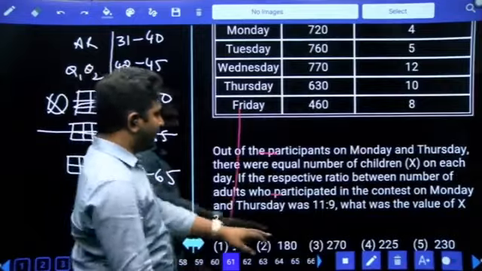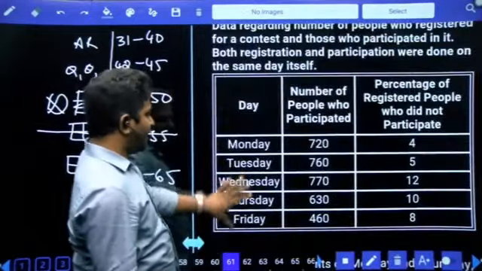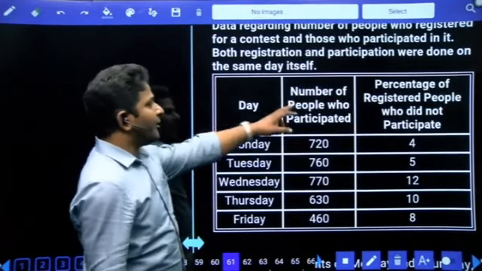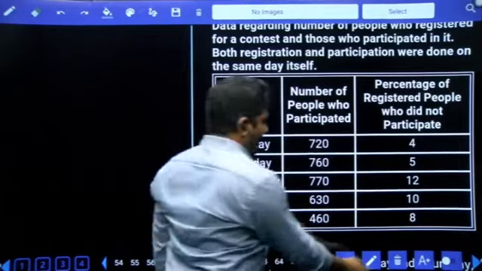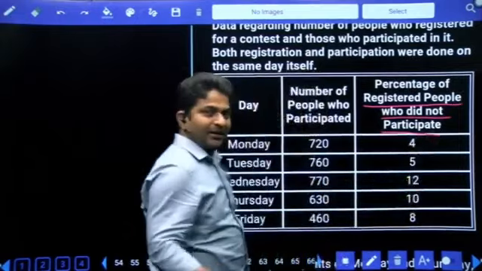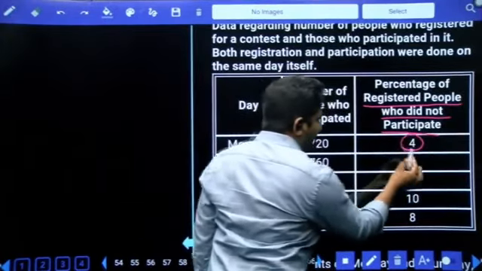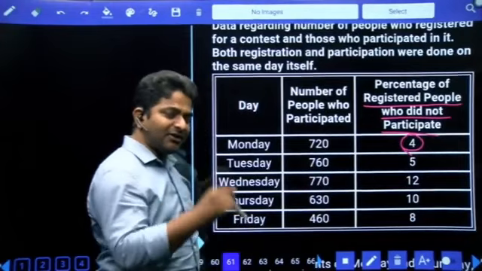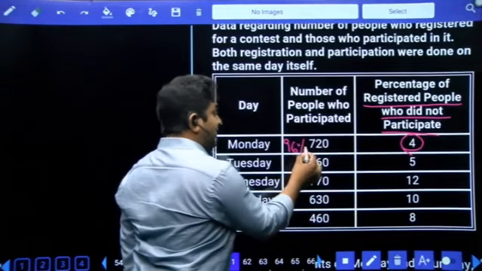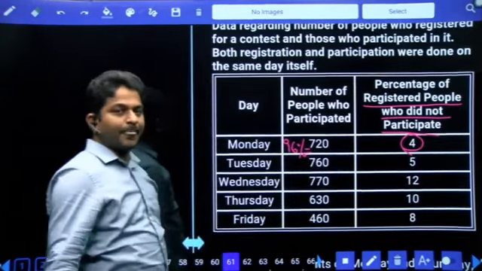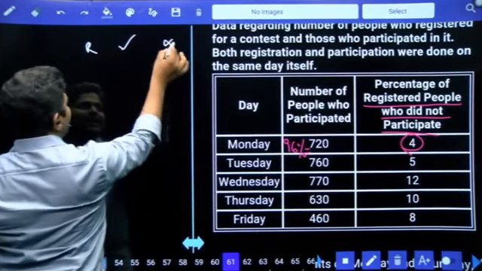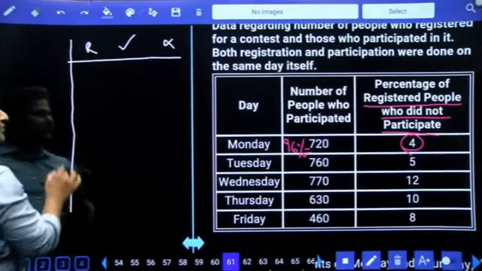Now, here, look at the data. This is information regarding 5 days: Monday, Tuesday, Wednesday, Thursday, Friday. Number of people who participated, and here the percentage of registered people who did not participate. For suppose, if 4% did not participate, then what percentage of the people have participated? 96%. So 96% is equal to 720. Then how many registered people are there? Registered, participated, and not participated. These are the 3 values we are going to have.